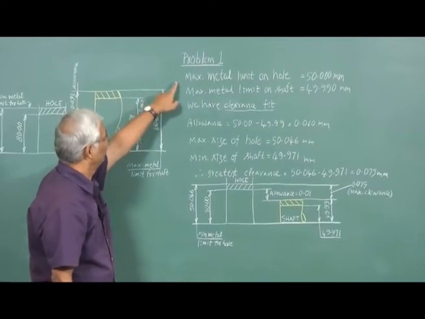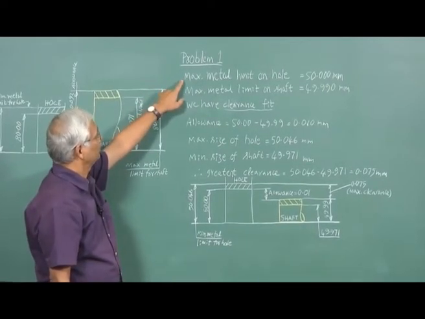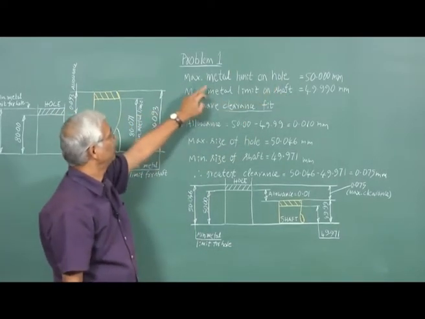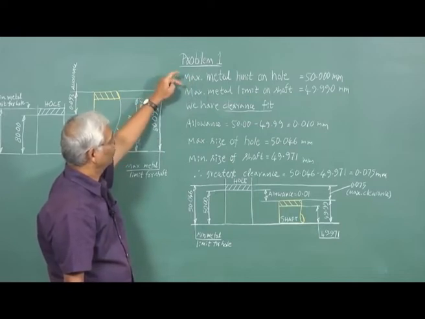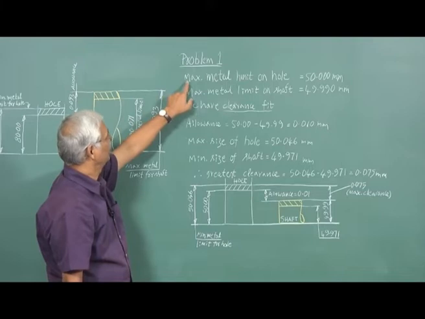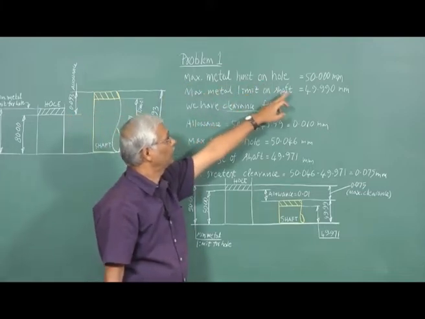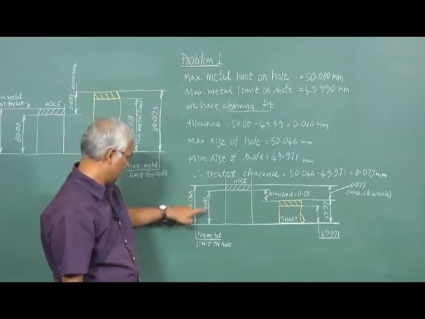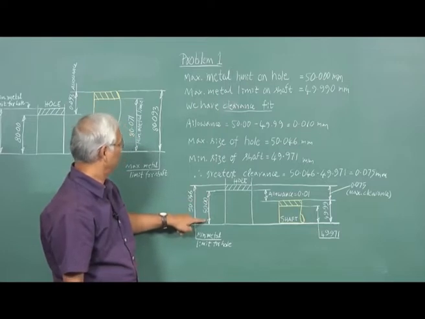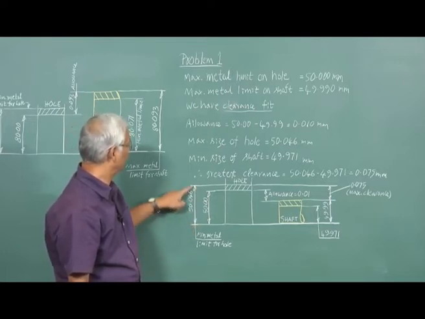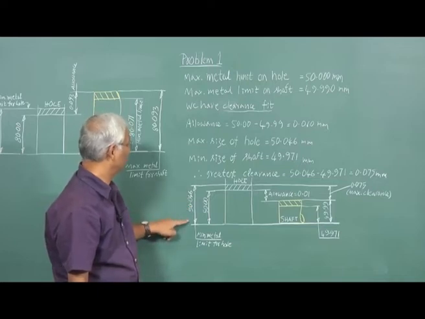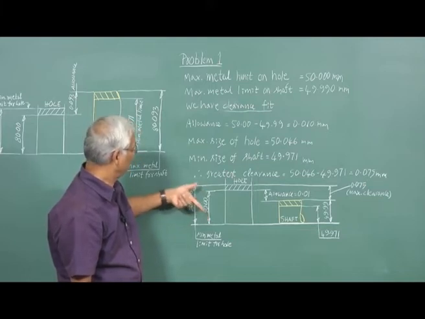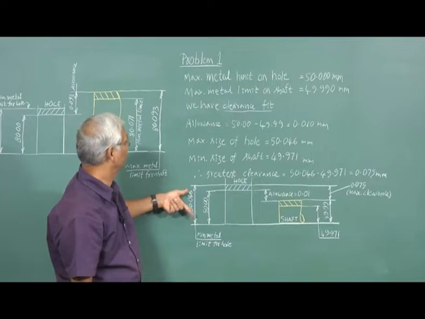In the problem, the basic size is given as 50 millimeter, and the upper limit and lower limit for hole and shaft are also mentioned. So the maximum metal limit on the hole is 50 millimeter, and the minimum metal limit for the hole is 50.046 millimeter. So this corresponds to the maximum metal limit, and this is the minimum metal limit.